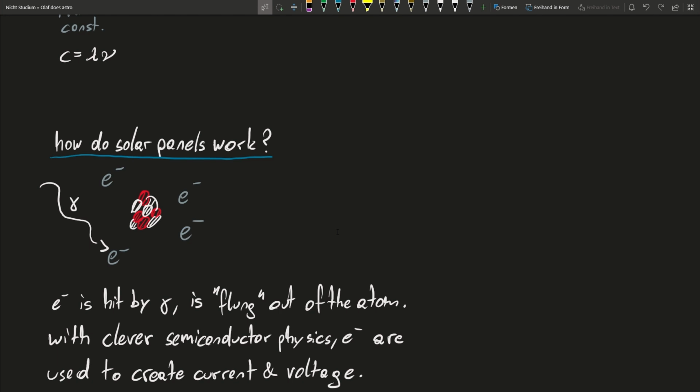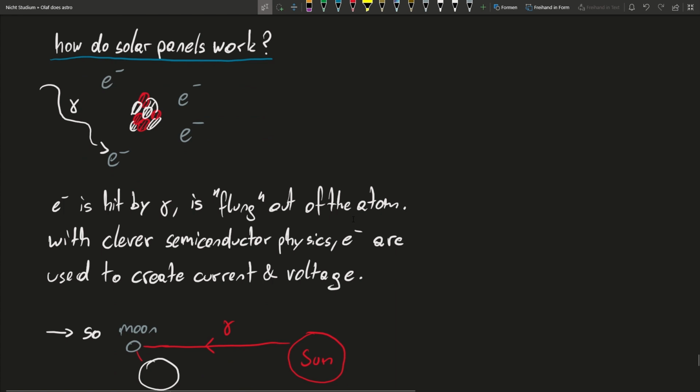Electrons have charge. If you know, then charge over time is a current. So you have a current there, and you can also create a voltage through, again, somewhat clever semiconductor physics. And with that already you have created power. Now, Flatzoid, that's the part where I would like an explanation.